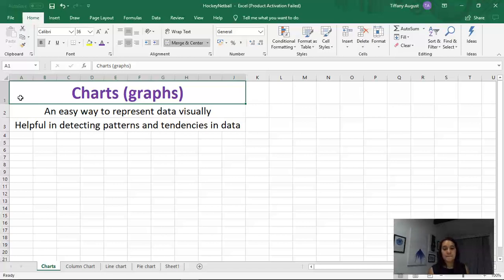Okay, so back to this lesson, and we are going to start looking at charts. Charts is another word for graphs. So bar graphs, line graphs, those kinds of things, and those are two of the three types that we are going to look at today.